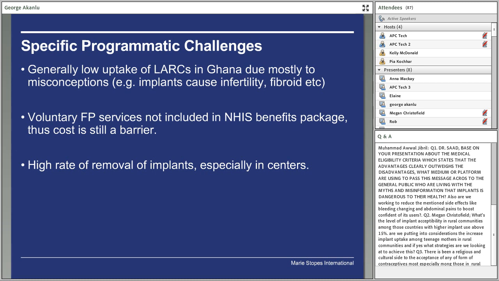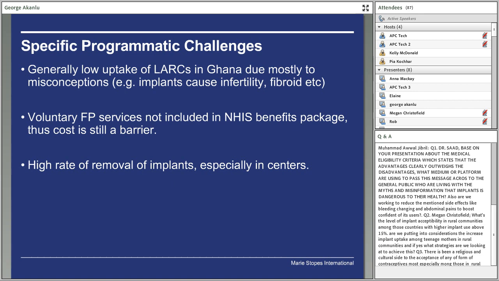Specifically to our program here, generally there's low uptake of LARC in Ghana. And this affects implants also. And the key reason usually is the misconception. So for instance, there's a huge misconception out there that implants cause infertility, cause fibroids because of the changes in menstrual cycles and so on and so forth. And there's a lot of work going on in the community to dispel some of these misconceptions and myths.